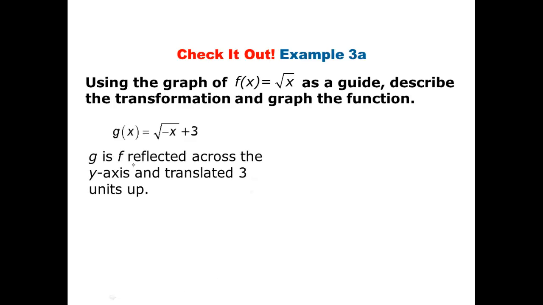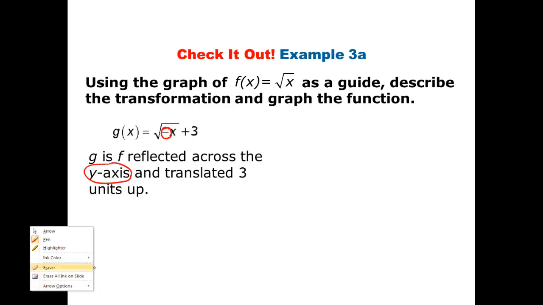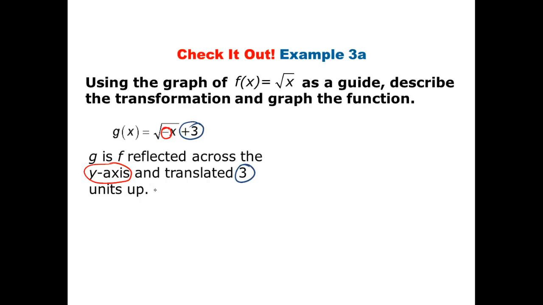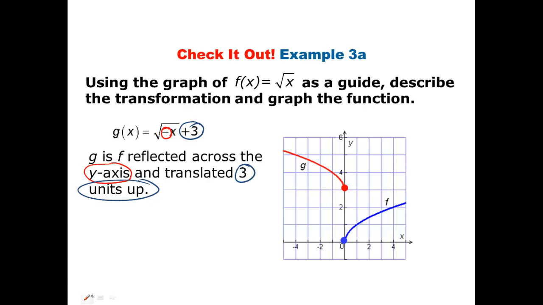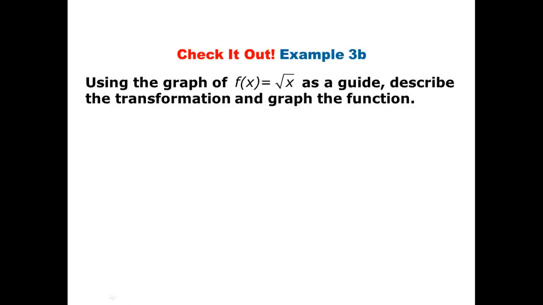Alright, so first reflected across the y-axis because the negative is inside the square root. And then we have plus 3 outside the square root. That is why it's 3 units up. And this is what our graph would look like. Next we are given a description. Oh, sorry, we have one more example. Missed that one. Take a second and write the transformations. Again, hit pause and then play when you're ready to check.